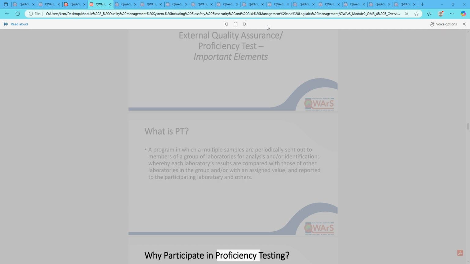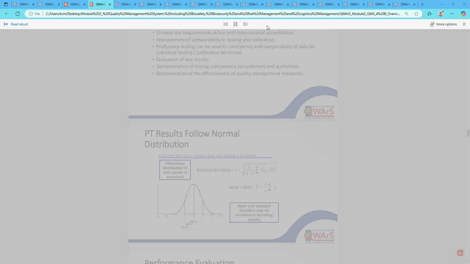Why participate in proficiency testing? To meet the requirements in line with international accreditation, and improvement of comparability in testing and calibration. Proficiency testing can be used for consistency and comparability of data for individual testing / calibration personnel, evaluation of test results, demonstration of testing competence to customers and authorities, and determination of the effectiveness of quality management measures.